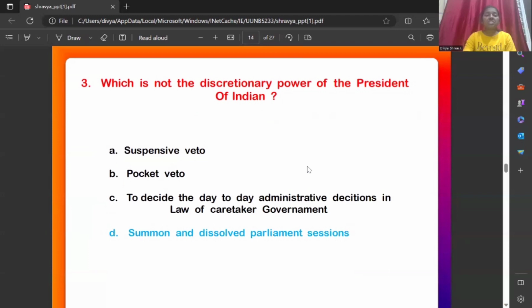And the third question is, which is not the discretionary power of the President of India?